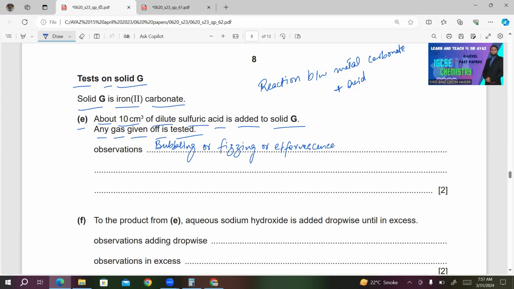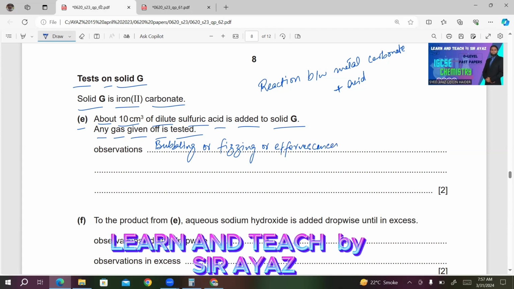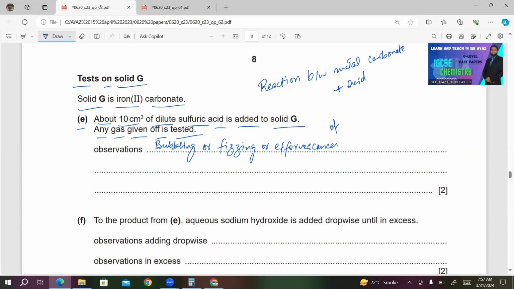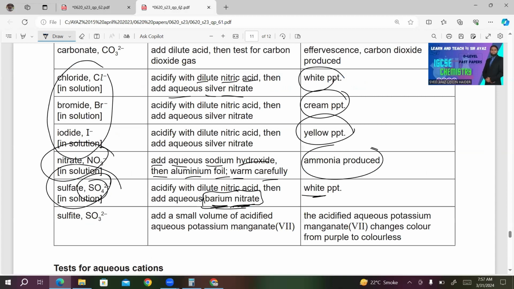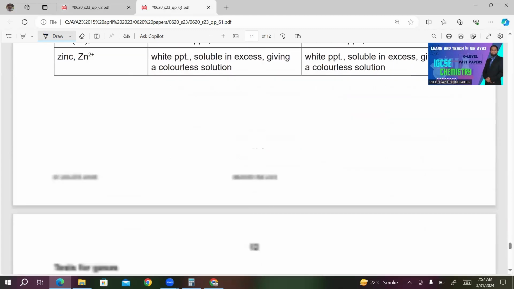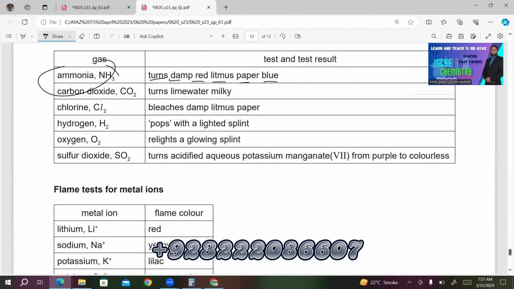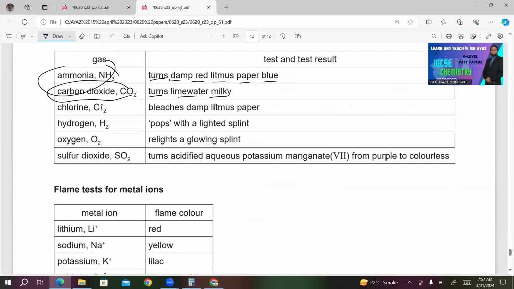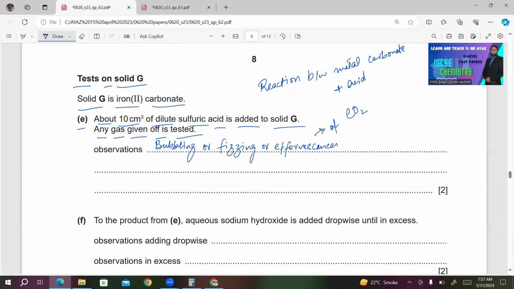Now, what is this effervescence? These are of carbon dioxide. So how are you going to test this carbon dioxide gas? Look at the test for the gas. Here's carbon dioxide gas. It turns lime water milky. So you write lime water becomes milky, or turns lime water milky.